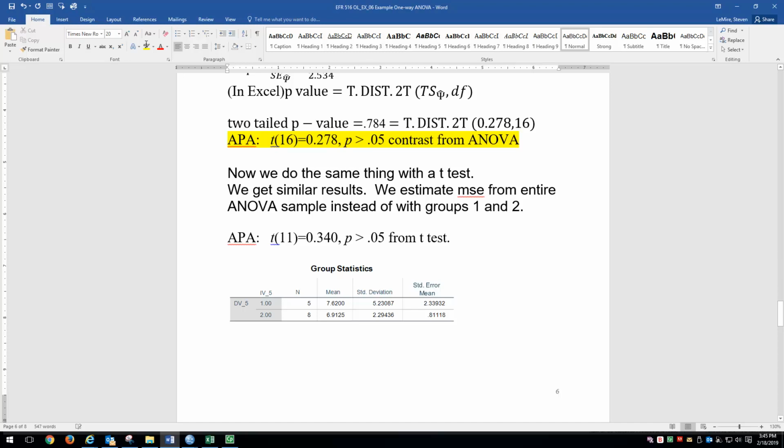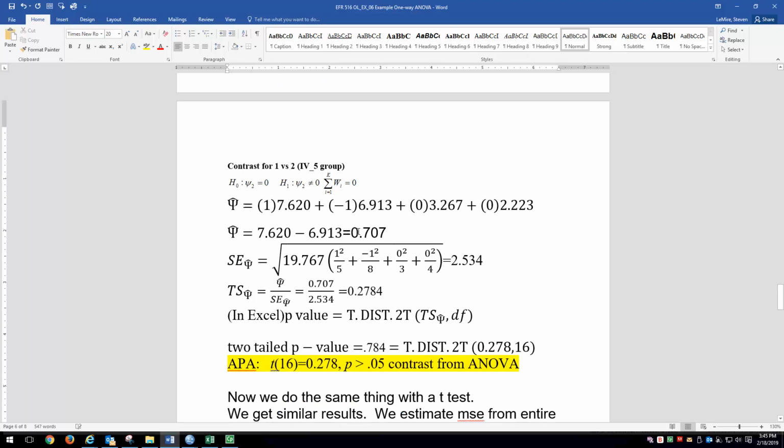Well, why is that? Because the ANOVA used the estimates from the overall experiment, meaning the entire ANOVA, where the t-test only used them for those groups. So that's why they're a little different, where you're getting your estimations from. But you can see the results were basically the same. The conclusions were the same. Okay, so now I want you to go ahead and do this, and now we look at the next one.